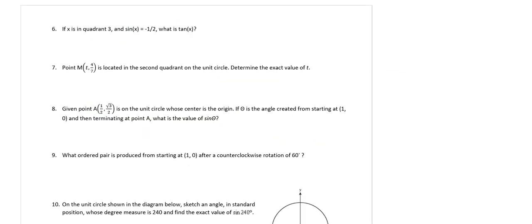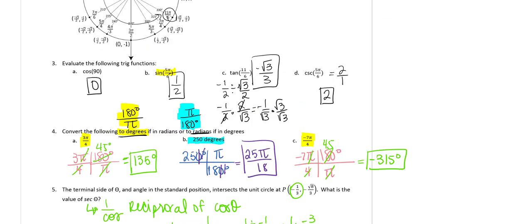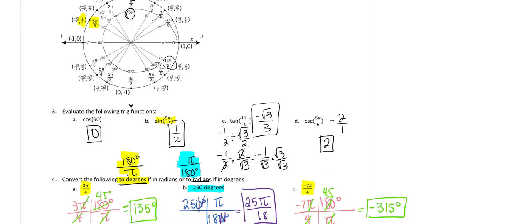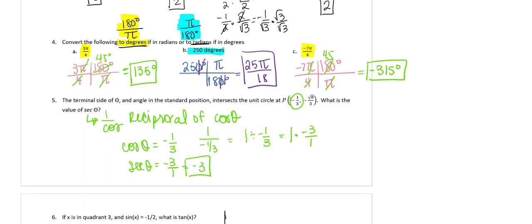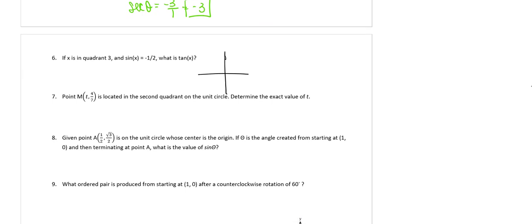If x is in quadrant 3 and sine of x is negative 1/2, what is tangent of x? Let's look at my unit circle really quickly. According to my unit circle in quadrant 3, when my sine value is negative 1/2, that happens at 210 degrees. I also know that my ordered pair is going to be negative root 3 over 2, negative 1/2.